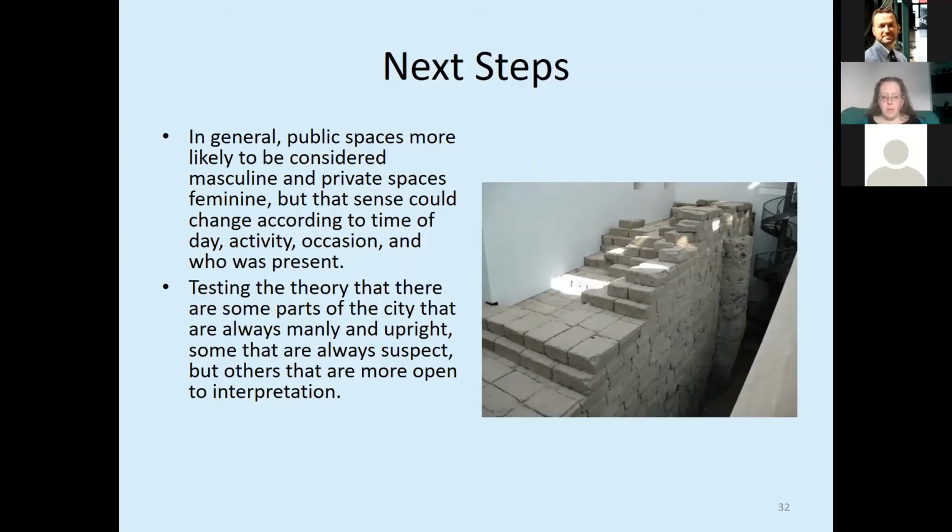So my project is going to begin by testing the theory that there are some parts of the city that are always manly and upright, some that are always kind of morally or genderly suspect, but others that are more open to interpretation. I'm going to investigate what places fall into each category and what kinds of interpretations can be brought to bear on them in what circumstances. I'm going to start with some obvious gendered spaces, such as the Forum, the political heart of Rome, as a place of masculine public activity, or the house as a place of individual or family identity, and then move on from there, following where the evidence takes me.